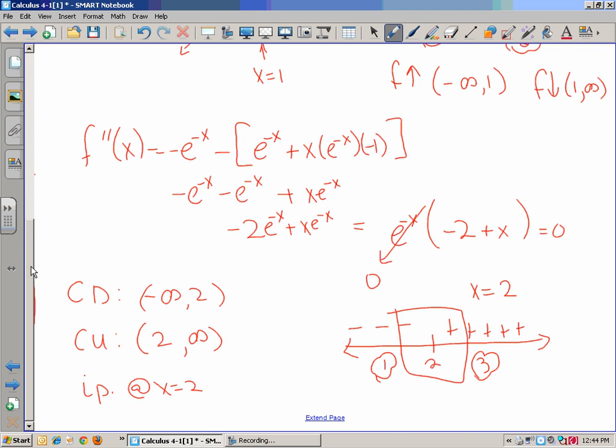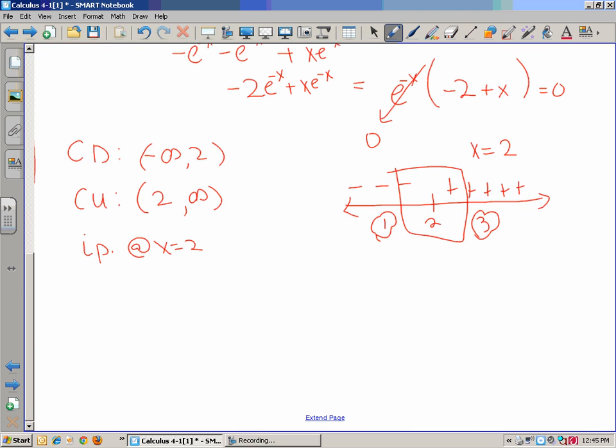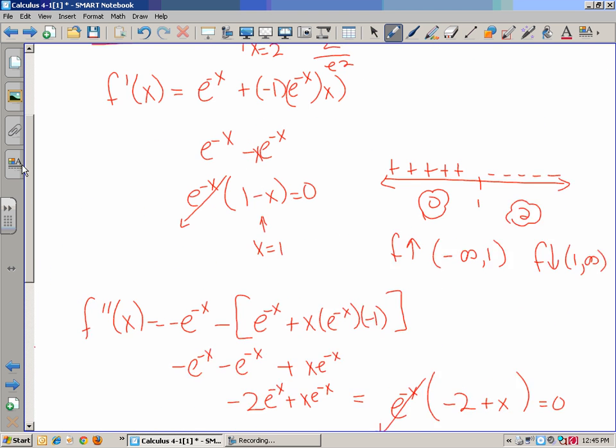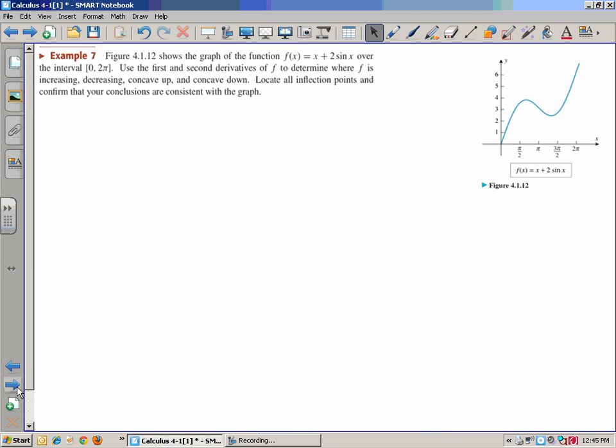Now I come back up to the original equation, and I evaluate that at x equals 2, in which case I'm going to get 2 over e squared. So my inflection point is at 2, comma, 2 over e squared. Okay? 1, 2, 3, 4, 5, 6 pieces. 5 bits of information for every function.